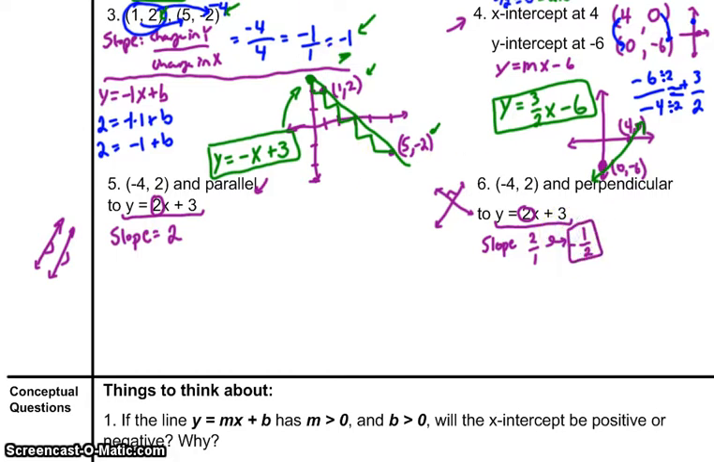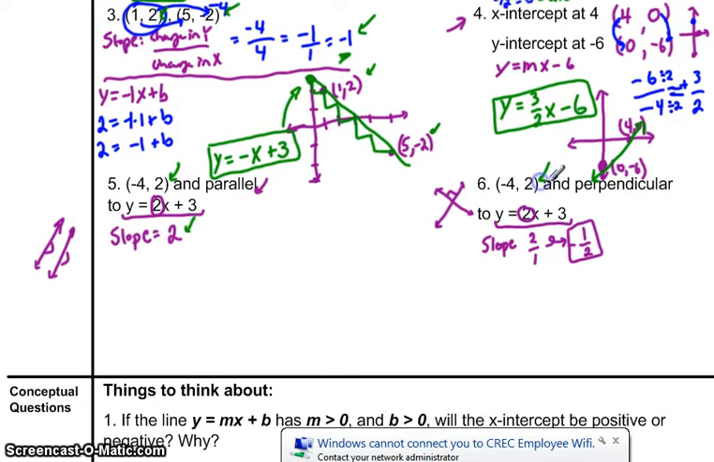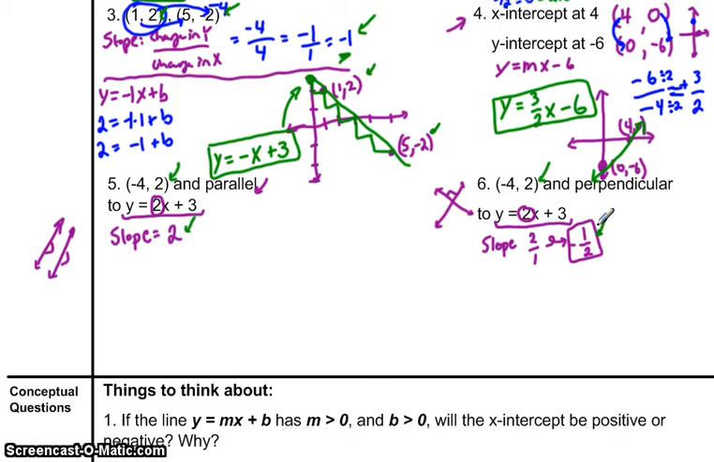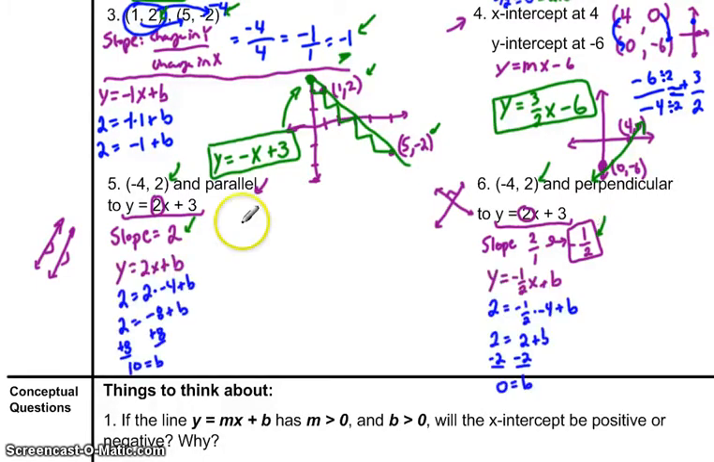At this point, these are just like problems 1 and 2, and you can probably do them on your own. We're given a point, negative 4, 2, and a slope. Or in number 6, we're given the same point, negative 4, 2, but a different slope. Go ahead, pause the video, and see if you can figure out the equation of those lines without me showing you. The full solutions will come up on the screen in 3, 2, Charlene, make sure you're pausing this. All right, let's take a look.